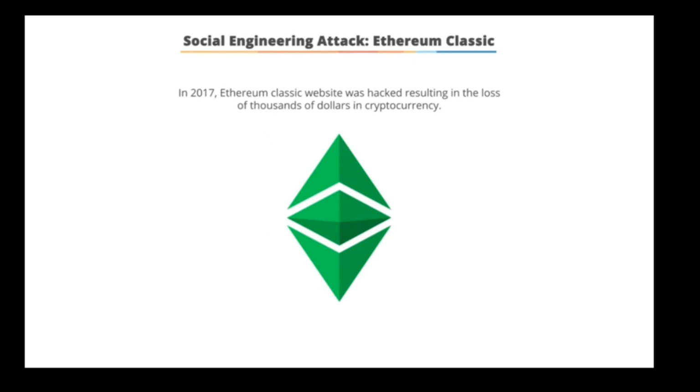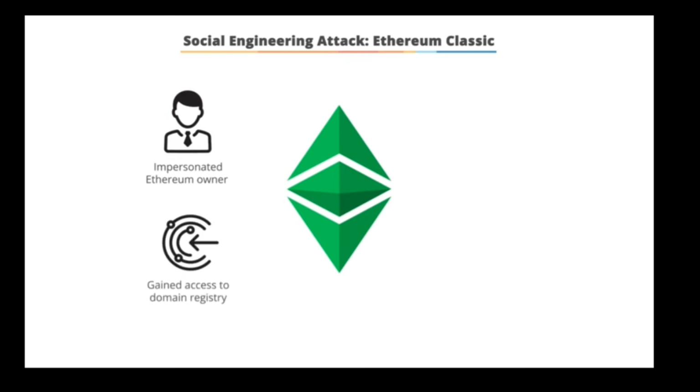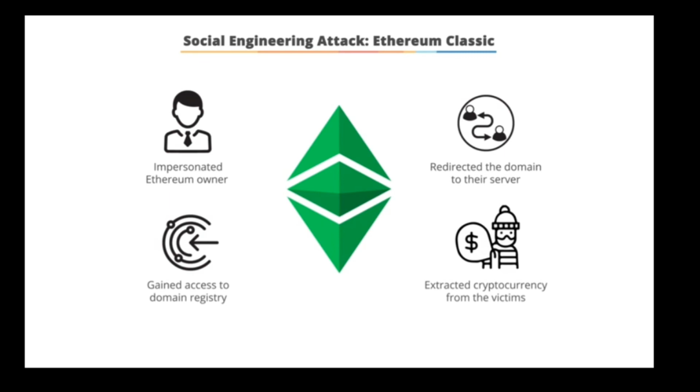Let's talk about some recent social engineering attacks. Several people lost thousands of dollars in cryptocurrency after the Ethereum Classic website was hacked back in 2017. Using social engineering, hackers impersonated the owner of the Classic Ether Wallet, gained access to the domain registry, and then redirected the domain to their own server. Criminals extracted Ethereum cryptocurrency from the victims after they entered a code on the website that allowed the criminals to view private keys that were then used for transactions.